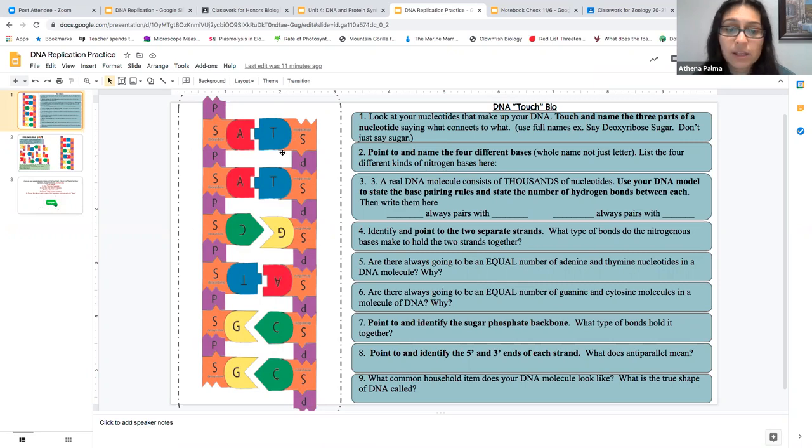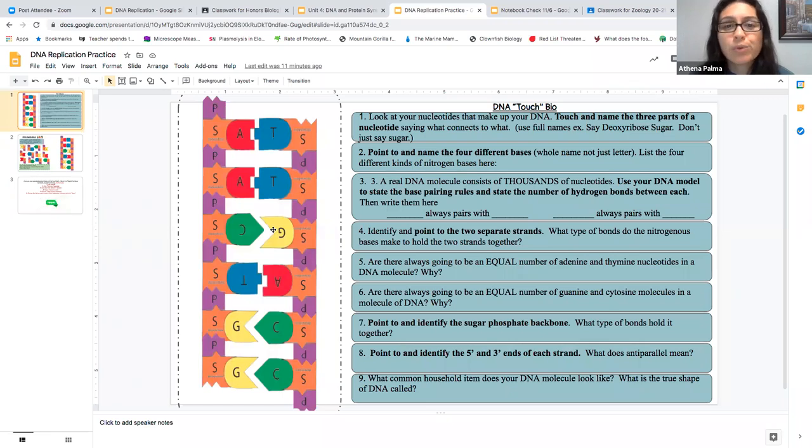So this whole thing is 1 DNA molecule made out of 2 strands, and each strand is made out of the nucleotides. So point to a nucleotide and name its 3 parts. I'm going to get fancy and go for an upside down one. So I'm going to say, okay, here's a nucleotide. There's a phosphate connected to deoxyribose sugar, connected to a nitrogenous base. Point to and name the 4 bases: adenine, thymine, cytosine, and guanine.